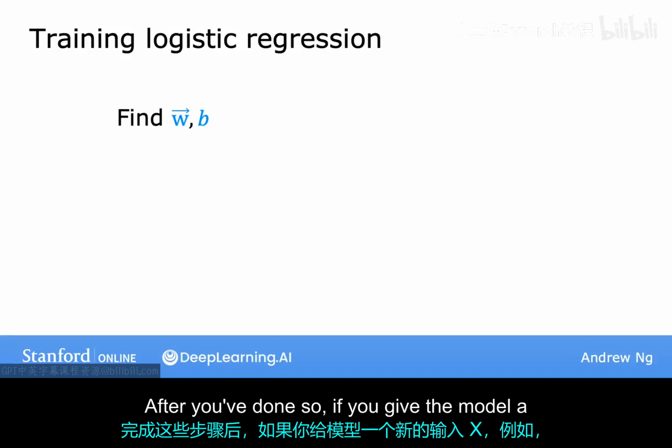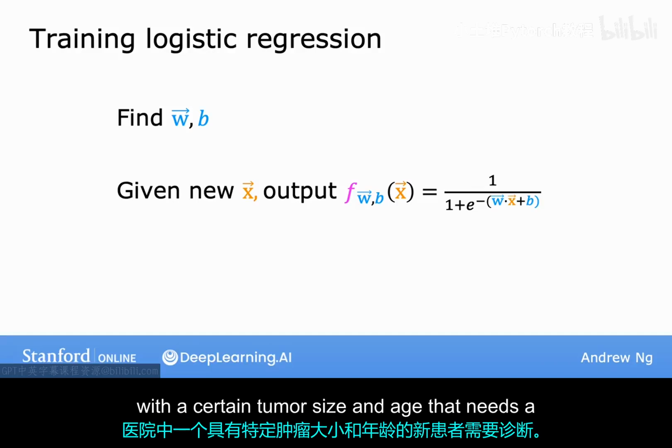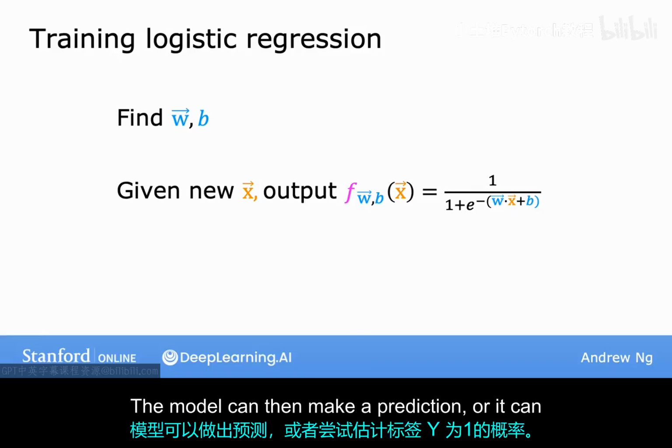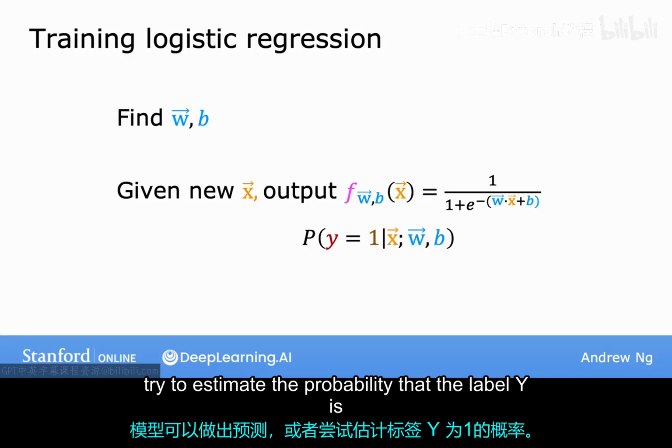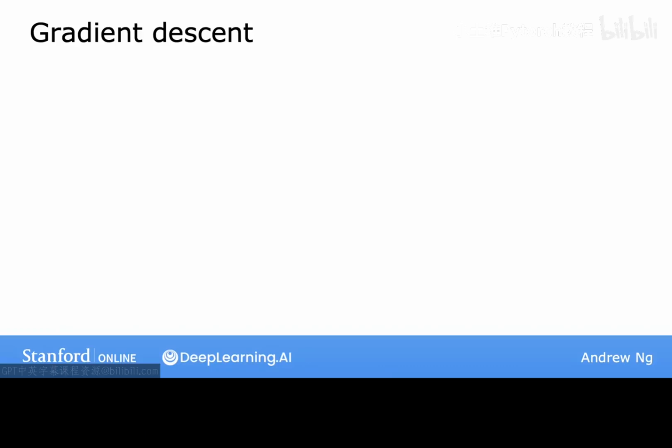After you've done so, if you give the model a new input x, say a new patient at the hospital with a certain tumor size and age that needs a diagnosis, the model can then make a prediction, or it can try to estimate the probability that the label y is 1. The algorithm you can use to minimize the cost function is gradient descent.